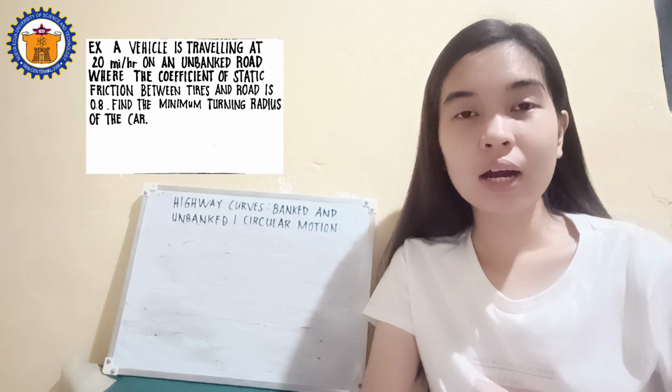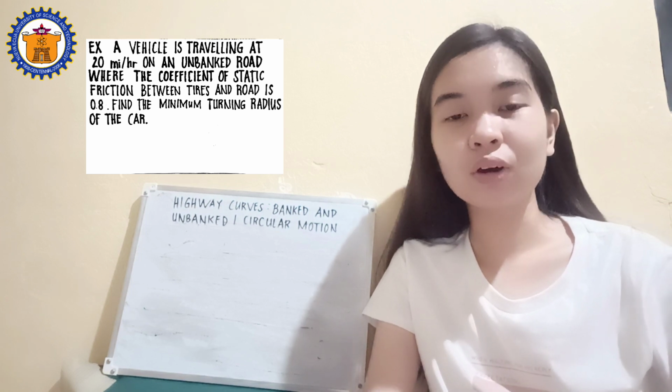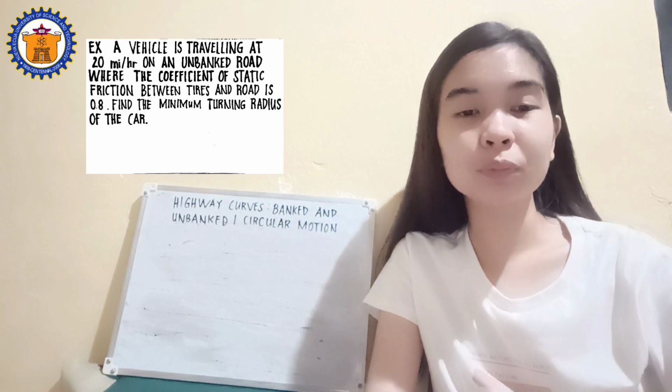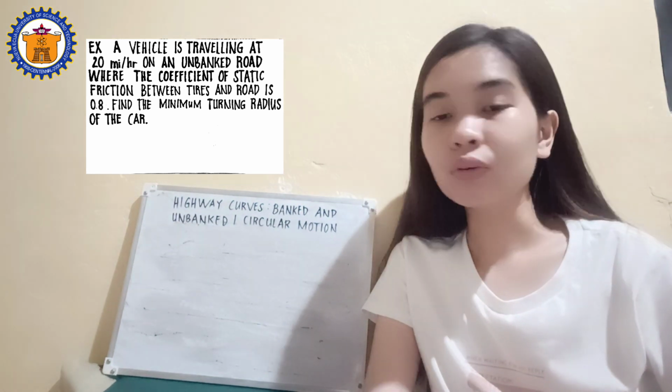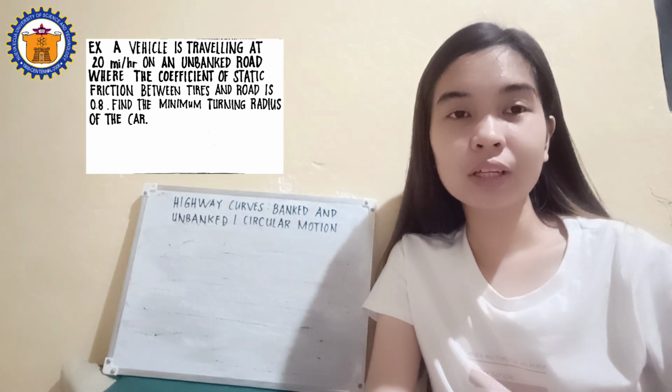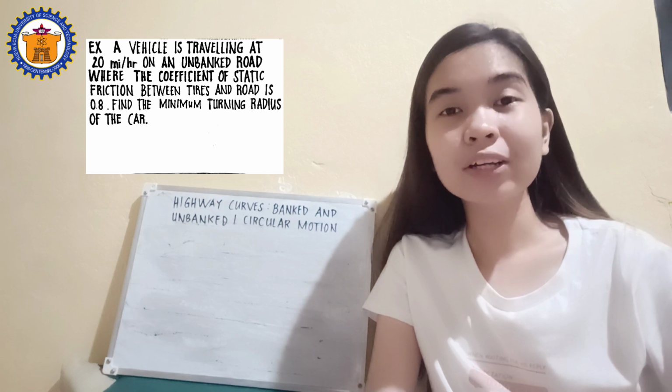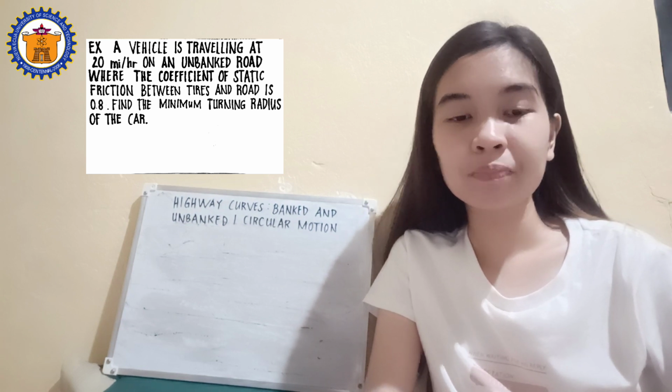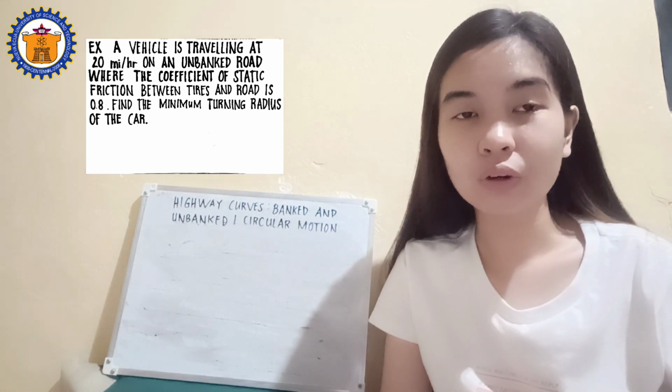So, I have an example. It says here, a vehicle is traveling at 20 miles per hour on an unbanked road where the coefficient of static friction between tires and roads is 0.8. Find the minimum turning radius of the car.